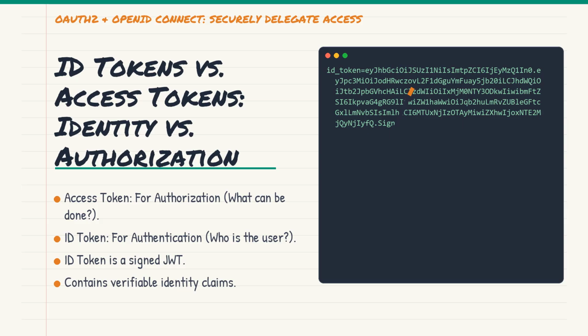The client application receives both. It uses the access token to call the resource server, and it uses the ID token to verify the user's identity and potentially personalize the user experience within the client app itself. They serve different, albeit complementary, purposes.